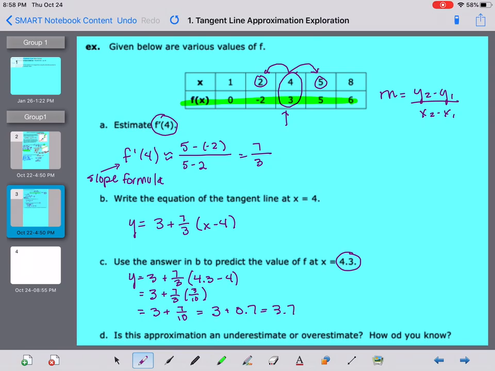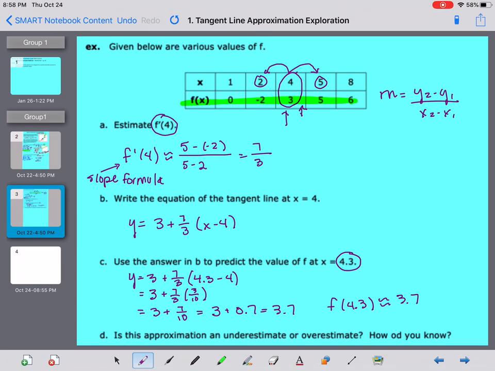And what that means is f of 4.3 is approximately 3.7. If we look at the table, 4.3 would be right here in the middle of 4 and 5. So our function is increasing, so it makes sense that our y value is increasing there. It's a little bit greater than the 3 that we see.